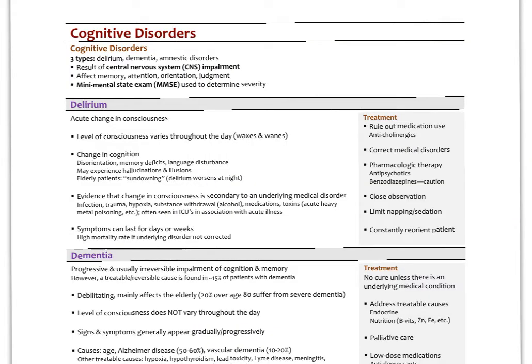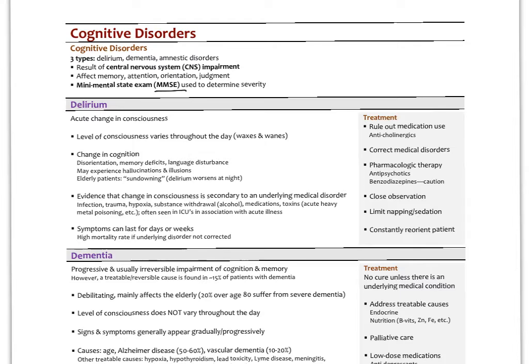So there are three types of cognitive disorders: delirium, dementia, and then disorders causing amnesia, amnestic disorders. They all result from central nervous system impairment, and they affect memory, attention, orientation, and judgment. Unlike the other conditions where we've been looking at just motor or sensory deficits, these conditions involve cognition. The mini mental state exam is a questionnaire, a little test that patients can be put through. This is available for download online. This is a common clinical tool that we use to determine severity of cognitive disorders.